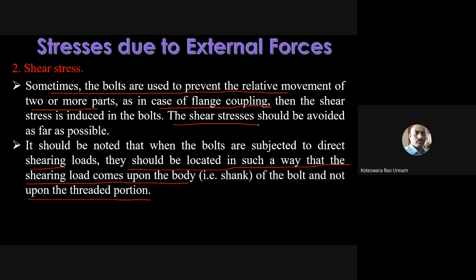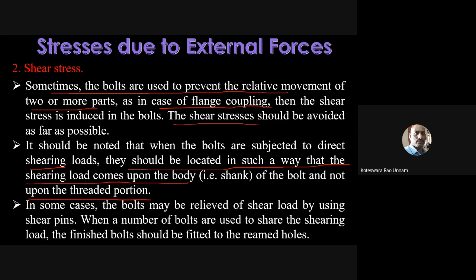Sometimes it may not be possible to make the shear stress zero on the bolted joint. In that case, the design engineer has to take care of that. This shear stress is going to act only on the shank portion of the bolt, not on the threaded portion, because the threaded portion is going to be the weakest one in the bolt. So you need to locate the bolt in such a way that the shear load comes only upon the shank portion of the bolt and not on the threaded portion.